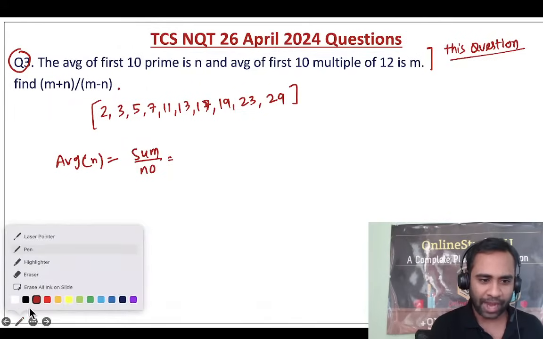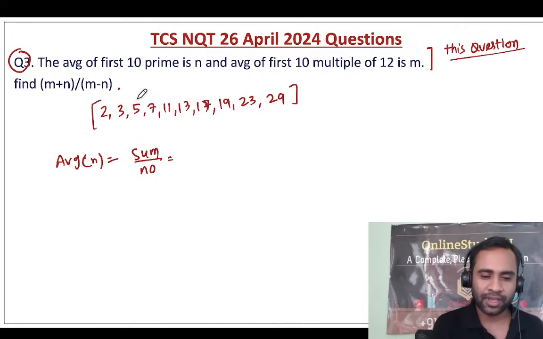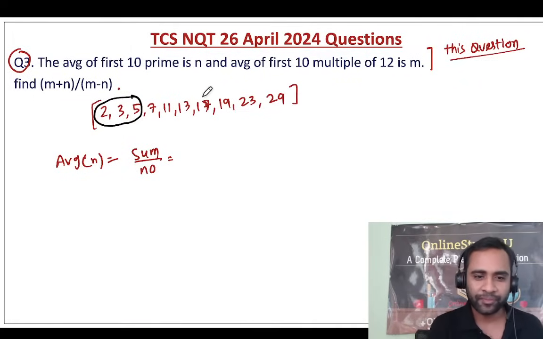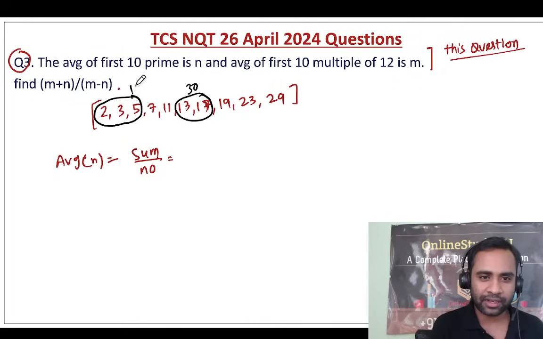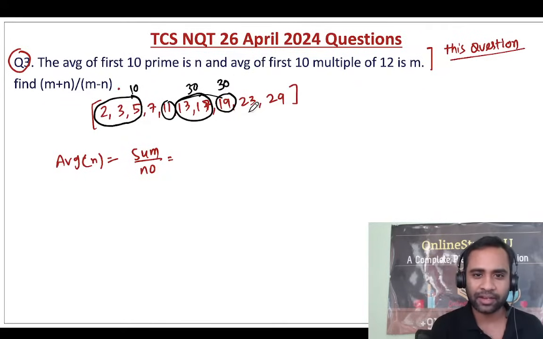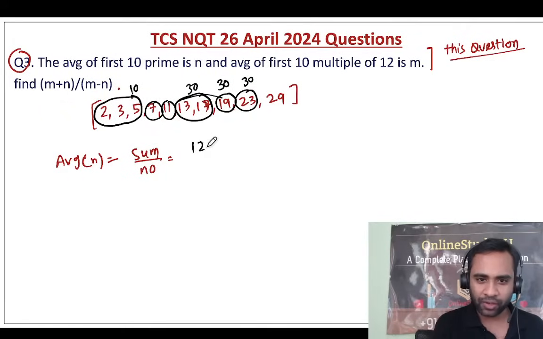Now, if you add this, don't use a calculator for this. 5 plus 3 is 8, plus 2 is 10. 17 plus 13 will be 30. 19 plus 11 will be again 30. 23 plus 7 will be again 30. So 90 plus 10 is 100, plus 29 is 129, divided by 10. So this is my n, and we got the value of n.